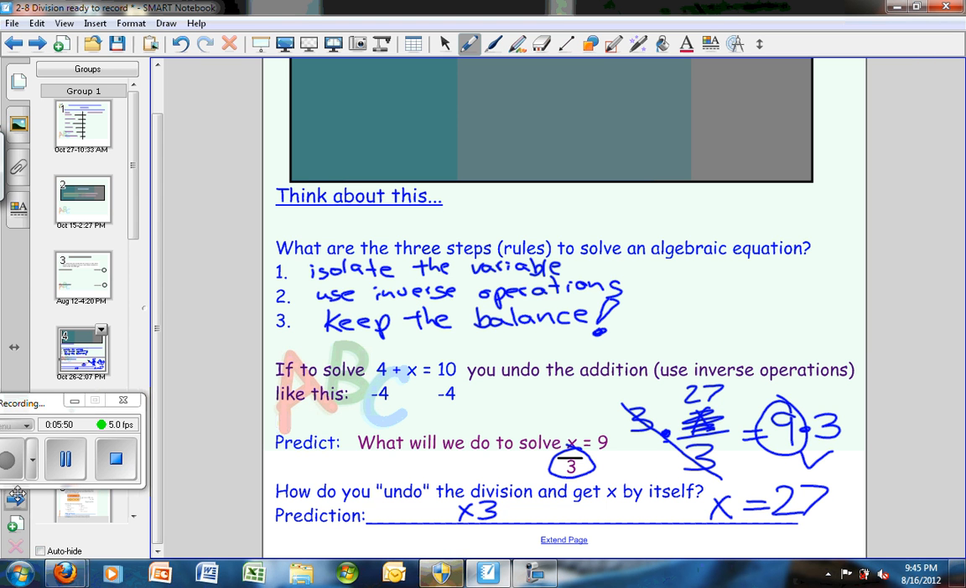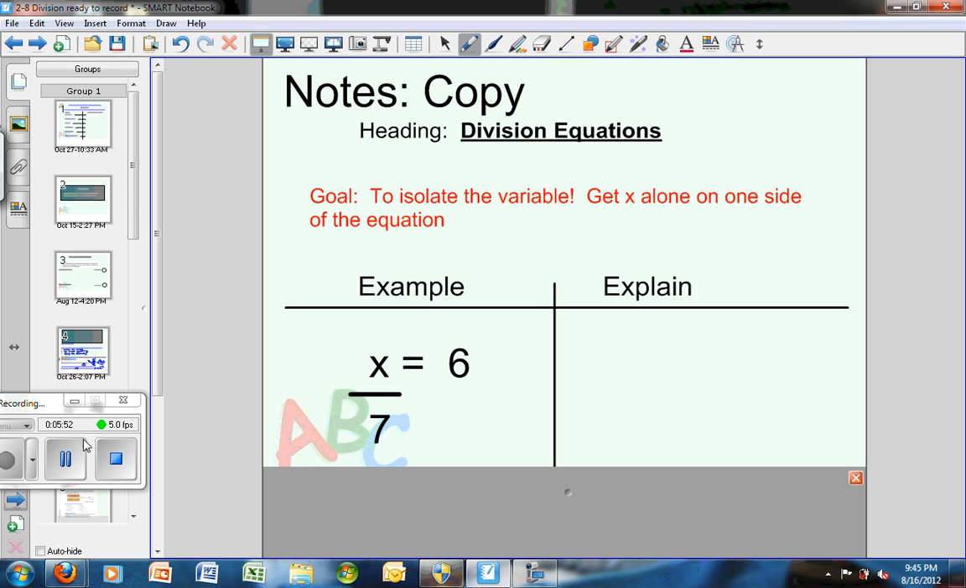All right, moving on. Let's go ahead and do our notes for this. Your heading today is division equations. Please write that down. Again, our goal is to isolate the variable to get x by itself, the same goal that we've had the last couple of lessons. Go ahead and do your t-chart, example and explain. Your example today is x divided by 7 equals 6.